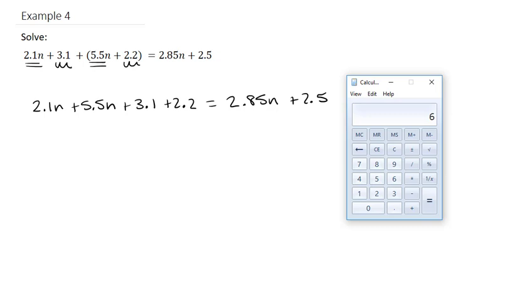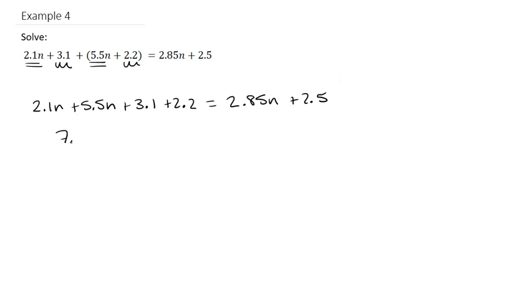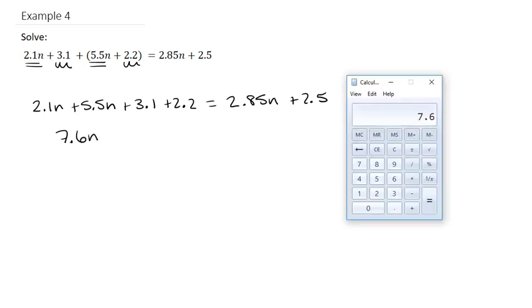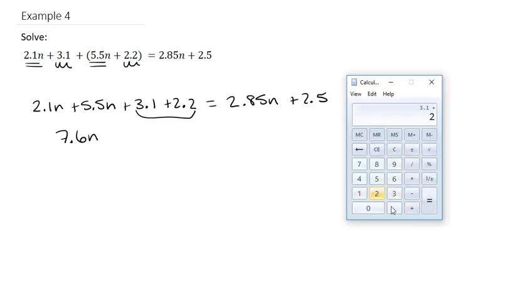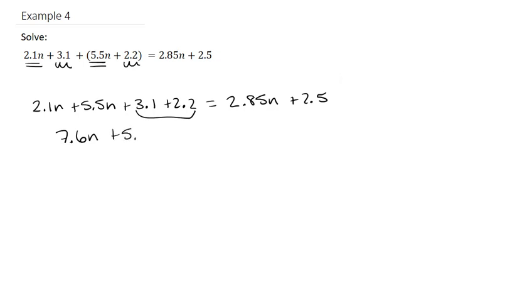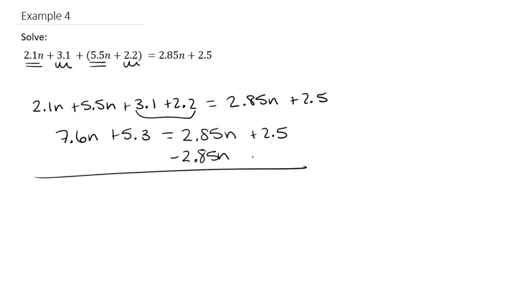Our first step will be to add this together. So we have 2.1 plus 5.5, which is equal to 7.6n. Our next thing will be to add these together. So we have 3.1 plus 2.2, which is equal to 5.3. So now we have an equation like the ones we have been working with in the previous examples. What we need to do is get n to one side. So the next step will be to subtract this 2.85n from both sides.